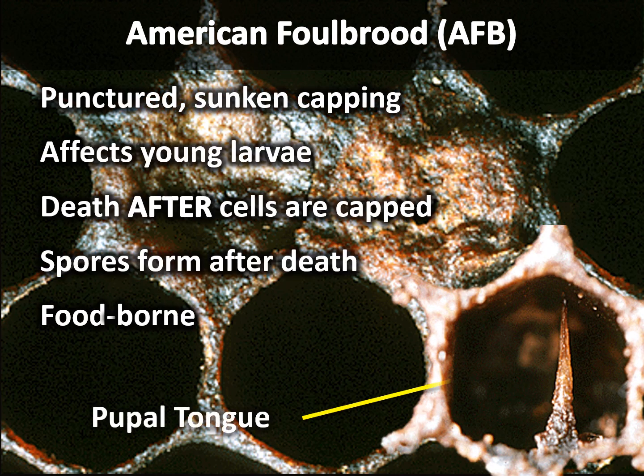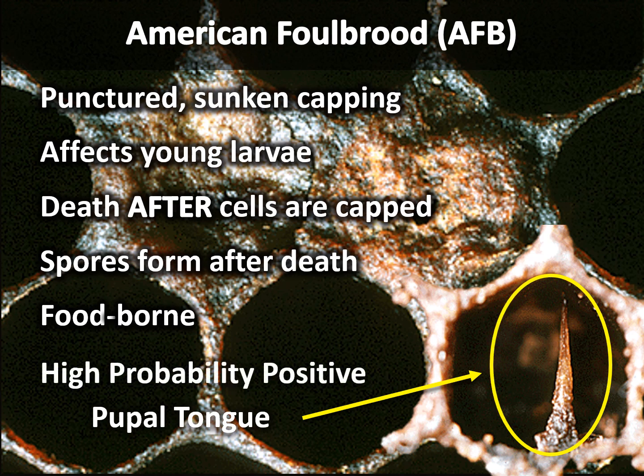AFB affects young larvae. After death, the cells are capped over. Death happens after the cells are capped over, so the dying happens underneath the cell. Spores form after death. It's foodborne, so it's all over the colony, and any robber bees are going to pick it up and spread it to their colonies. And a high probability of your seeing these pupal tongues.